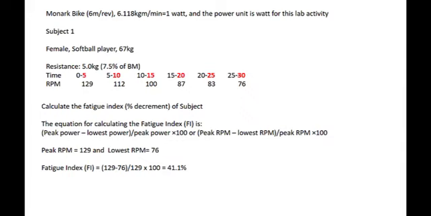And an important thing is, in this case peak RPM is 129 at 5 seconds, but sometimes with endurance athletes, their peak RPM you can see at 10 seconds, not at 5 seconds. So you should be careful. In our case at 5 seconds, no problem. But sometimes some athletes have their peak power around 10 seconds. In that case, you should be careful.